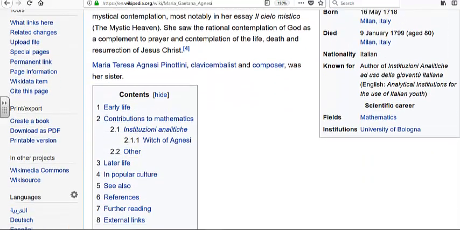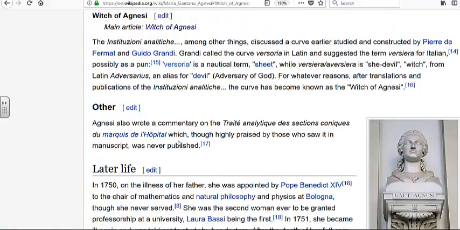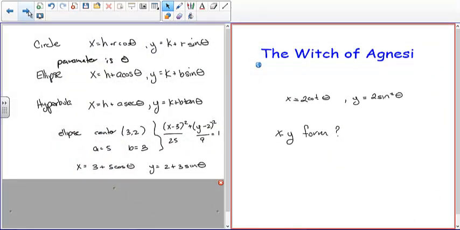So why does it say she was the witch? Let's see. Witch. Oh, no, it doesn't have to do with her at all. Called the curve in Latin suggested the term blah, blah, blah, possibly as a pun. Yeah, so it really has nothing. It's kind of a weird explanation, but anyway, it's nothing to do with her, but I always thought they were trying to be mean to her or something.